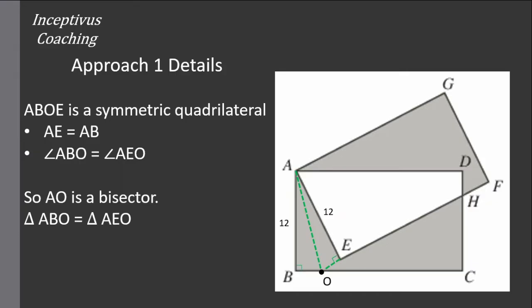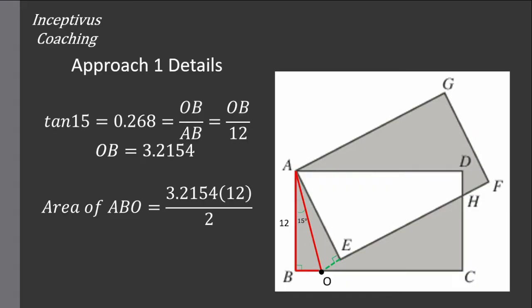So I can calculate the area of one of the triangles using trig ratios, then multiply that by 2 to give me the area of the quadrilateral ABOE. So let's do that. If AO is the bisector, that means BAO, this angle, must be 15 degrees, right? From the perspective of this 15 degree angle, OB is the opposite, AB is the adjacent. We're given the adjacent, so we can calculate the opposite using the tangent ratio. Punching tangent 15, you get that OB is equal to 3.2154.